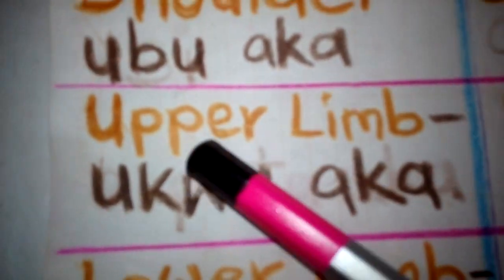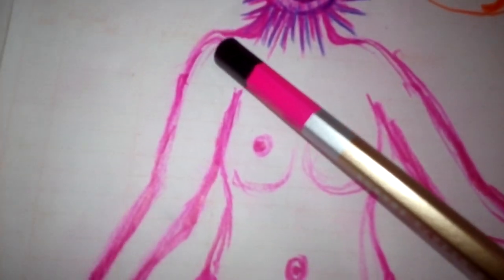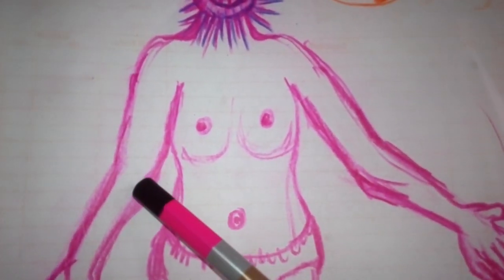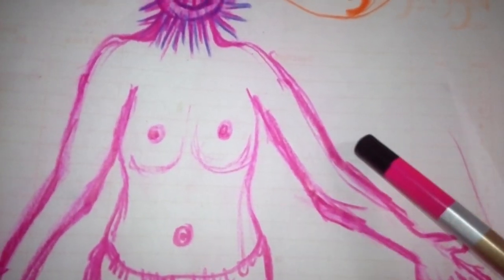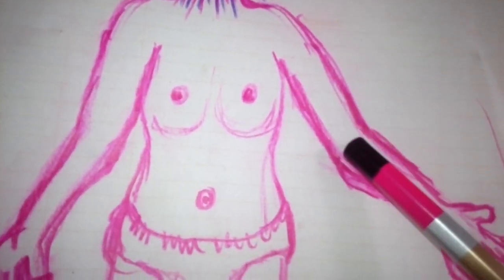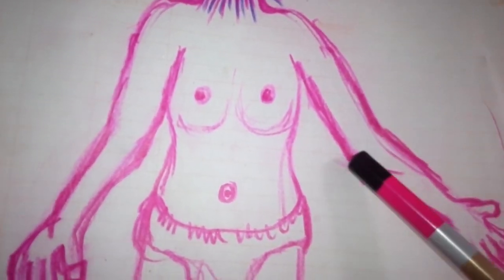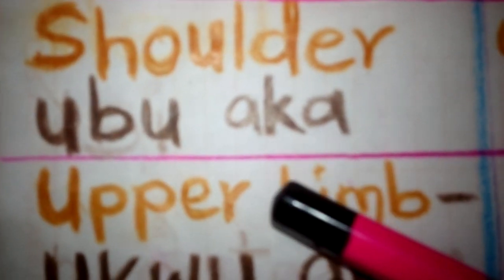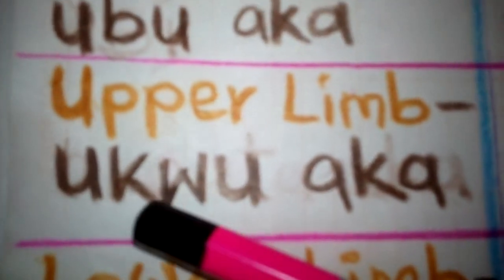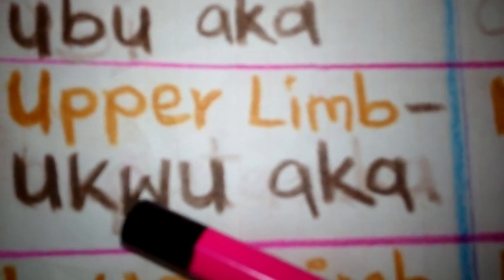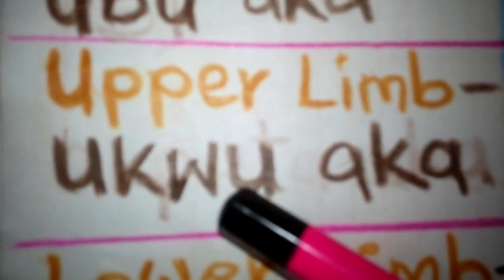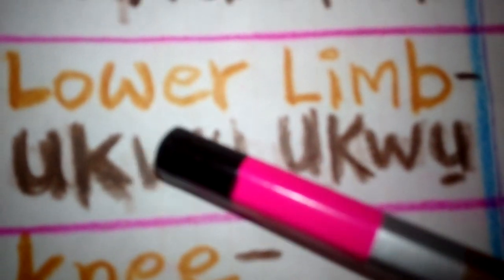Upper limb is from here, your shoulder, to the joint here, your elbow. The shoulder to this joint is called upper limb. Upper limb is ukwu aka.